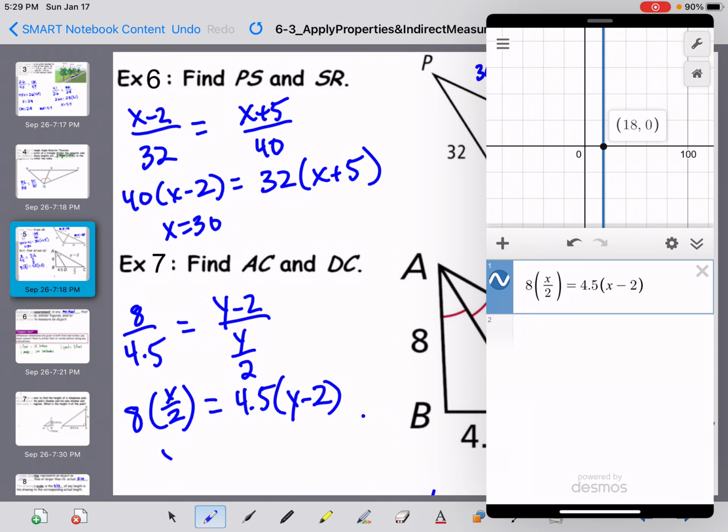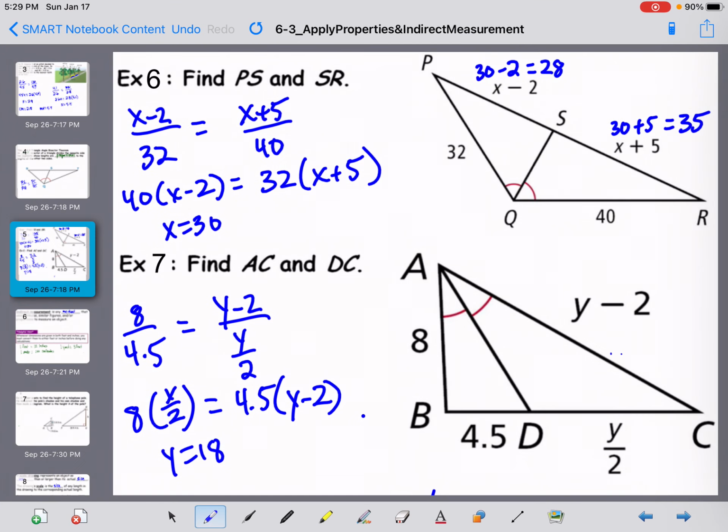Y equals 18, rather. And what was my question? Again, that's not the answer. I've got to substitute that back in. So 18 minus 2, that's going to be 16. And this will be 18 divided by 2, which will equal 9.